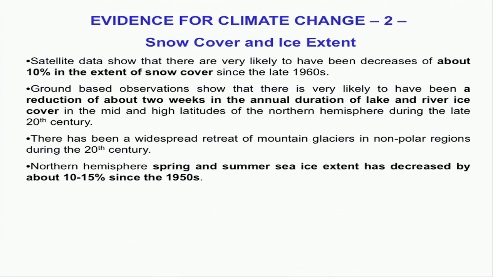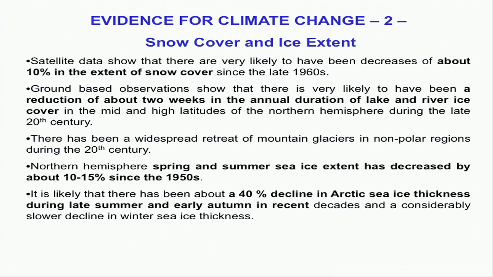And in the northern hemisphere spring and summer, the sea ice extent has decreased by at least 10 to 15% since the 1950s, and that's increasing. And it's likely that there's been about a 40% decline in Arctic sea ice thickness during the late summer and early autumn over the last few decades, and there's a slower decline in winter sea ice thickness, although that has been more of a worry based on new measurements recently.